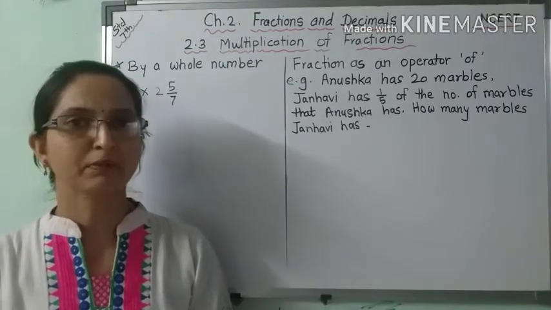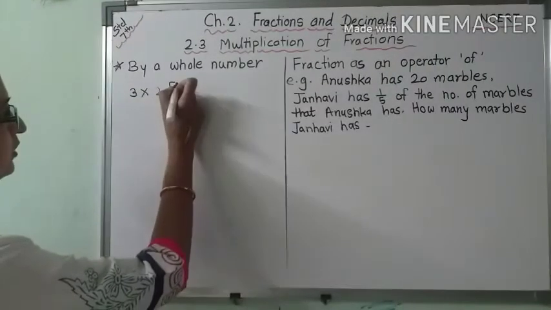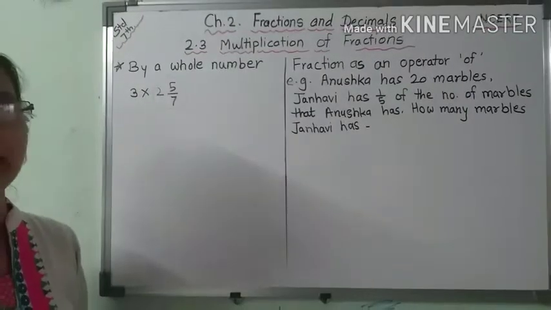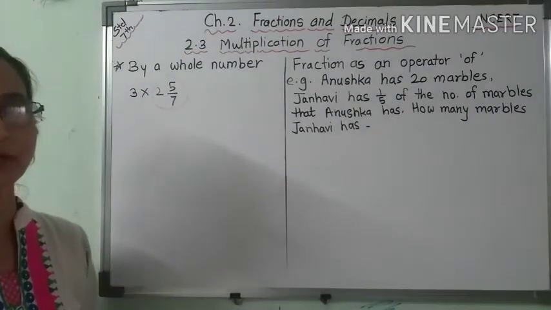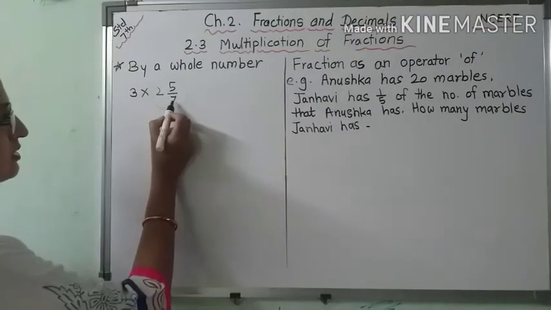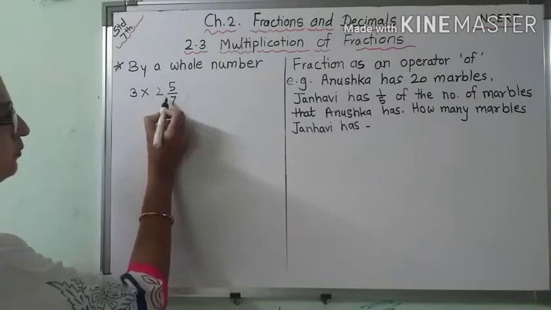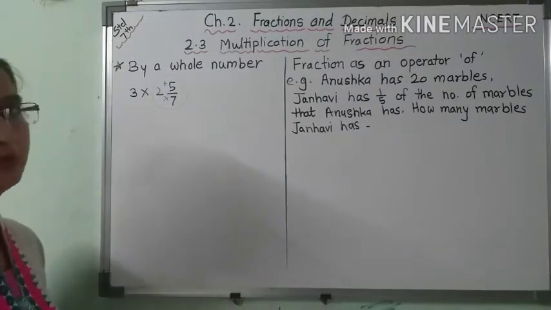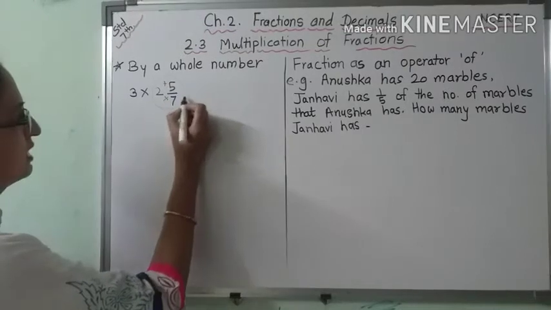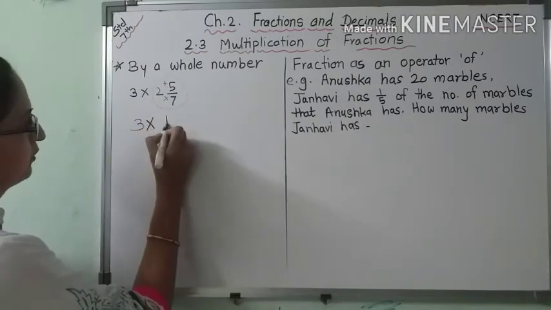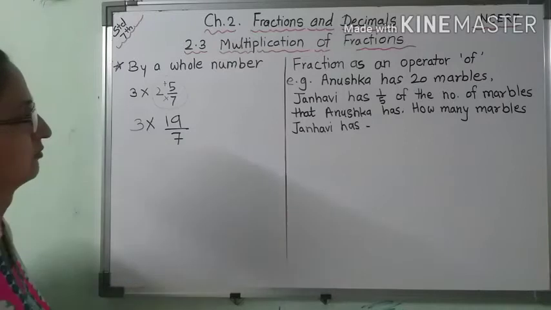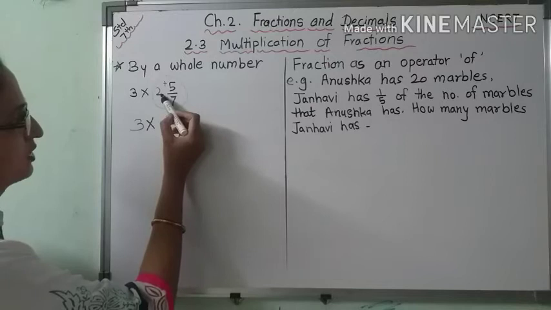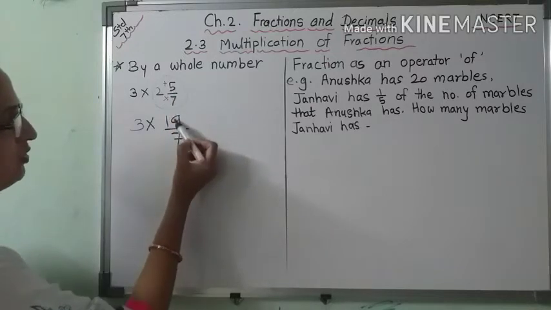Coming to the next example, here 3 into 2 and 5 upon 7. Here it is a mixed fraction. We have to convert it into an improper fraction. How to convert? 7 into 2, that is 14, and add this 5 to 14, that is 14 plus 5 is 19. Means 3 into 19 upon 7. Is that clear? How did we get this 19? 7 2s are 14, 14 plus 5 is 19, 19 upon 7.